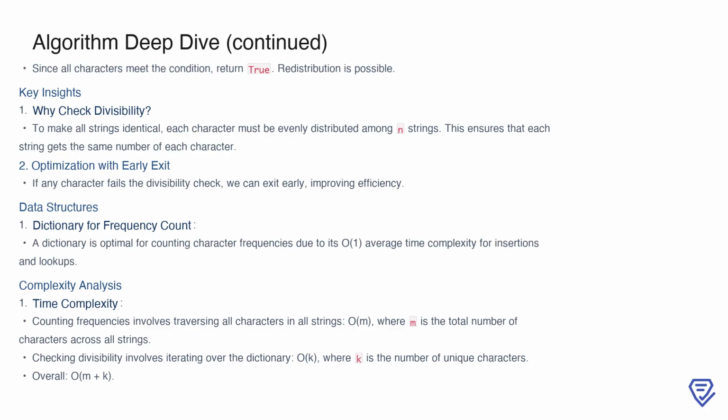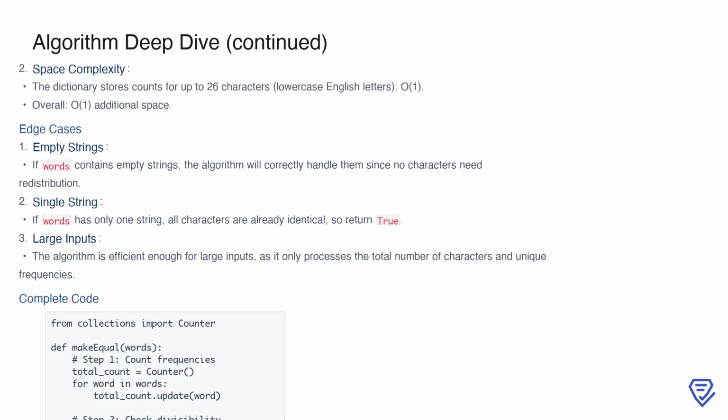In terms of complexity, counting frequencies requires processing all characters in the input, which takes O(m) time, where m is the total number of characters. Checking divisibility involves iterating through the dictionary, which is O(k), where k is the number of unique characters. Thus, the overall time complexity is O(m plus k). The algorithm is also space efficient. The frequency dictionary only needs to store counts for up to 26 lowercase English letters, making its space complexity O(1). This ensures the algorithm can handle large inputs effectively.